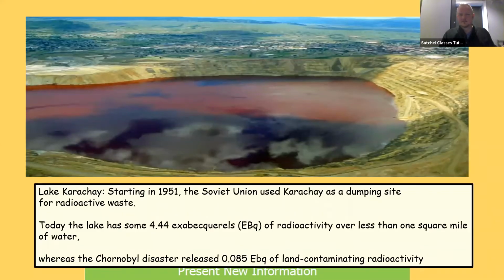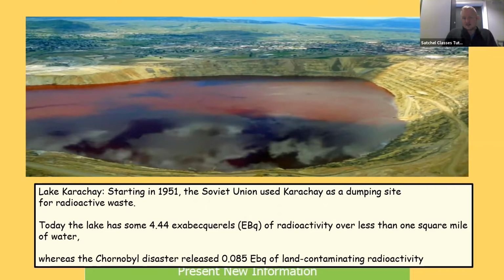This is an example, Lake Karachay. Starting in 1951, the Soviet Union used Karachay as a dumping site for radioactive waste. Now, looking at this, it's one of my favorite questions to my class. Would you drink or go for a swim in this lake? And 9 times out of 10, the answer is always no, hell no. Why would we even think that?